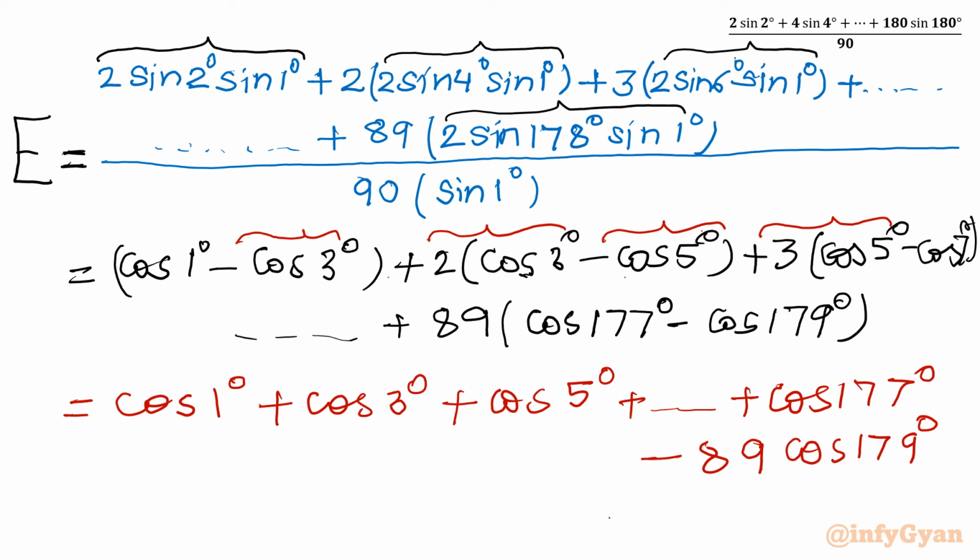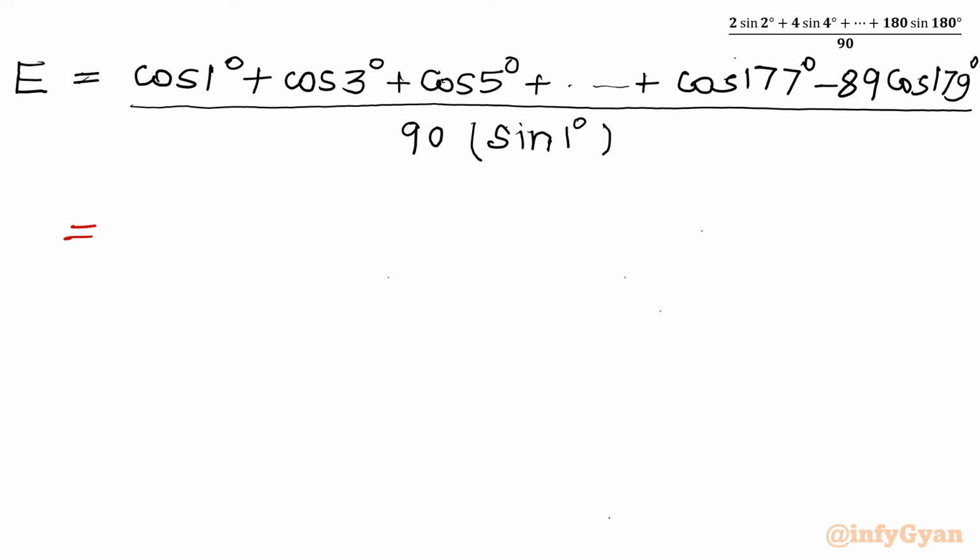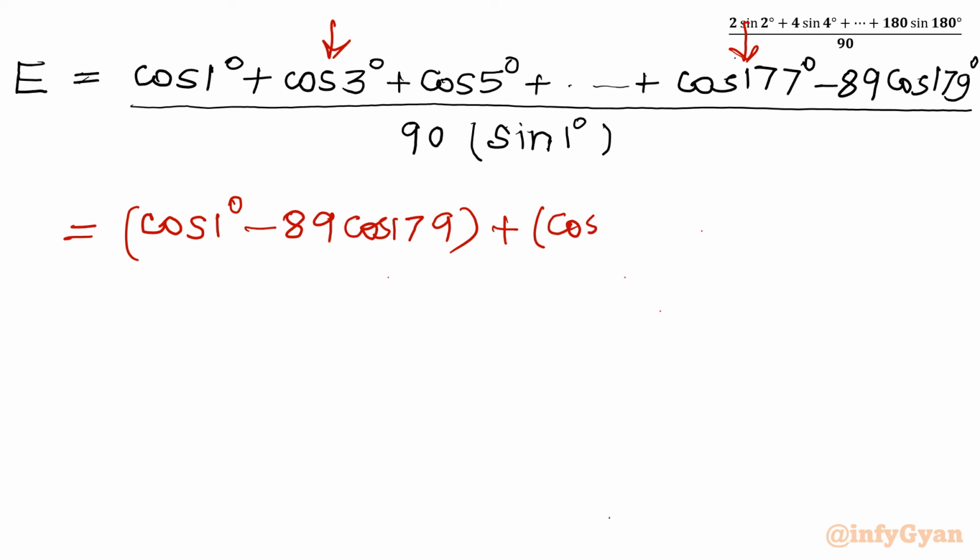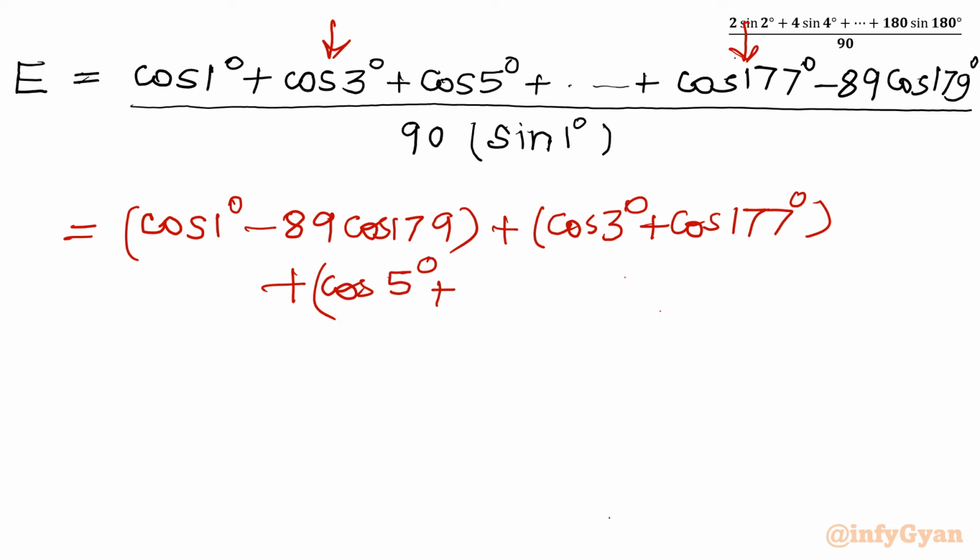Now I will club first and last term together, second and second last term together, these two in one bracket, then these two in the second bracket, and so on. Let us write. Cos 1 degree minus 89 cos 179 degrees. Now second term and second last term together: cos 3 degrees plus cos 177 degrees. Similarly, the next, cos 5 degrees and cos 175 degrees, and in between we'll have cos 89 degrees plus cos 91 degrees. This will be the middle point.